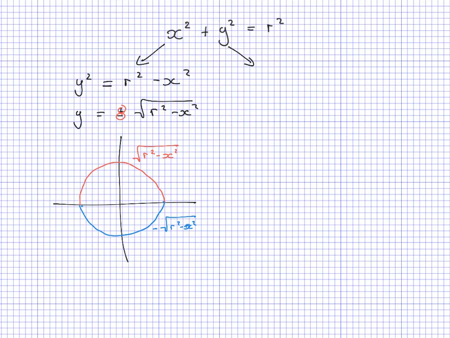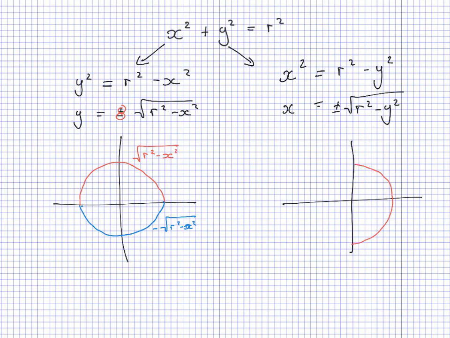Now, the other transformation we can do is to rearrange into x equals, and you go x squared equals r squared minus y squared. Take the square root of both sides, x equals plus or minus the square root of r squared minus y squared. Now, just like a sideways parabola, you may or may not be surprised to know that this gives you a right-hand side and a left-hand side. All right, so the right-hand side is the positive because those are positive x values. The left-hand side is the negative because those are negative x values.